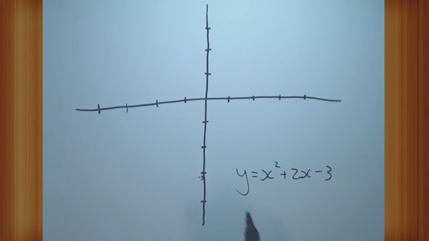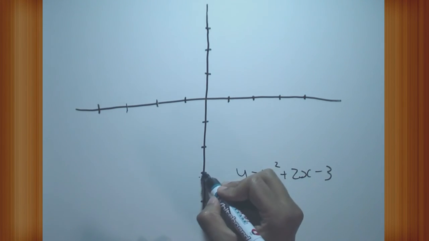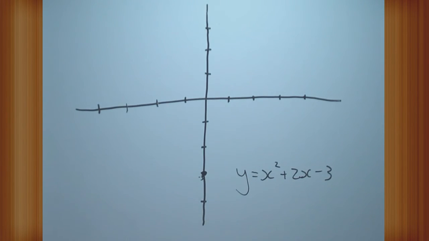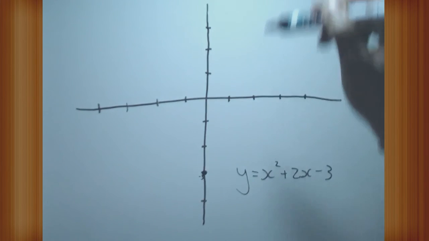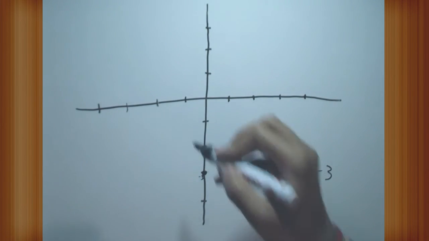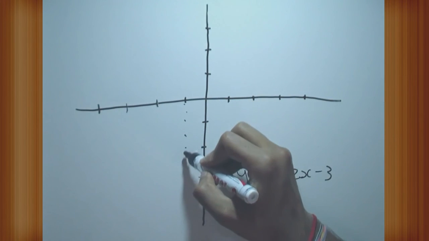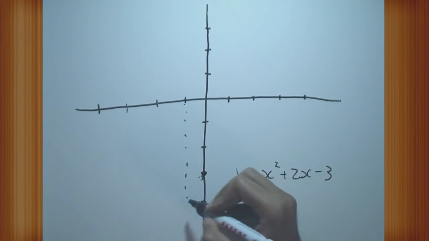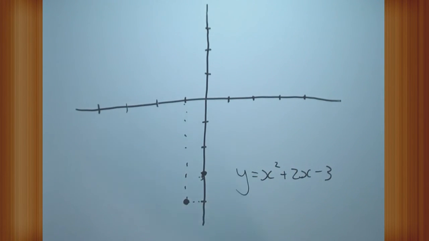So let's put this function over here onto the graph. So the minus 3 tells me that my y-intercept is here. And I know that it's going to be a happy graph, so we can get something that looks like that. Now let's put our turning point onto our graph. Our turning point, as we worked out just now, is at (minus 1, minus 4). So here is minus 1 and here is minus 4. So we have a turning point over here.